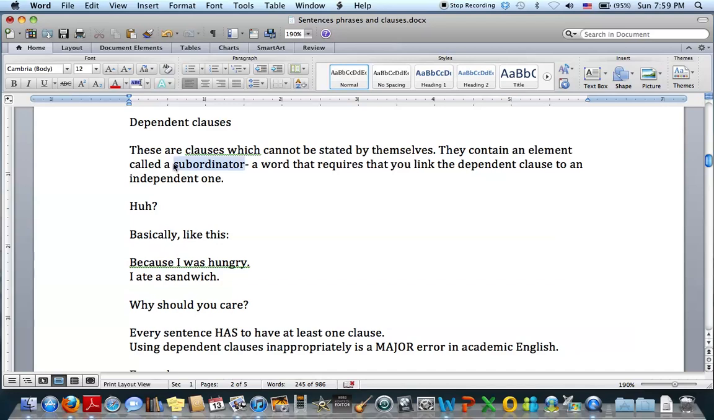Basically, it works like this. Anytime you see a subordinator in a sentence, it says, sorry, this is no longer independent. It requires some help from someone else. Okay, basically it works like this. Because I was hungry. Because I was hungry, what? The subordinator right here is this word, because. As soon as you see because, you know, this can't be by itself. It needs to be linked to something else. That's exactly what because tells us.